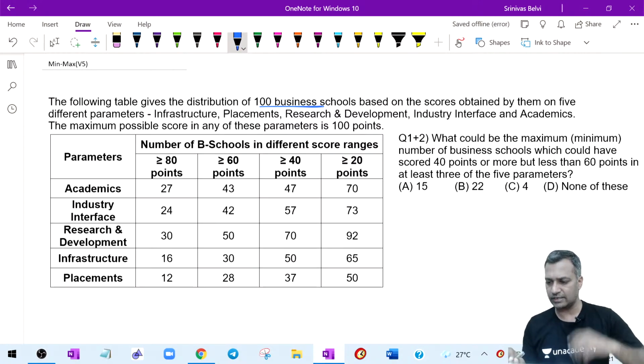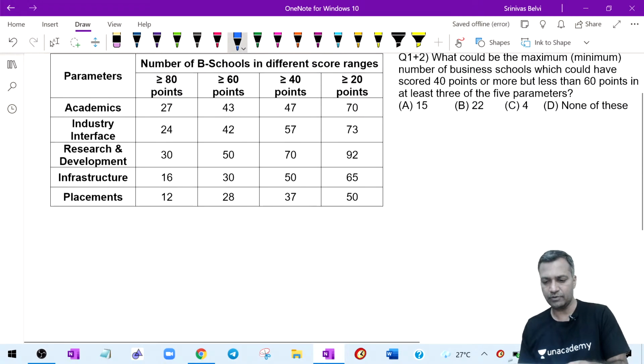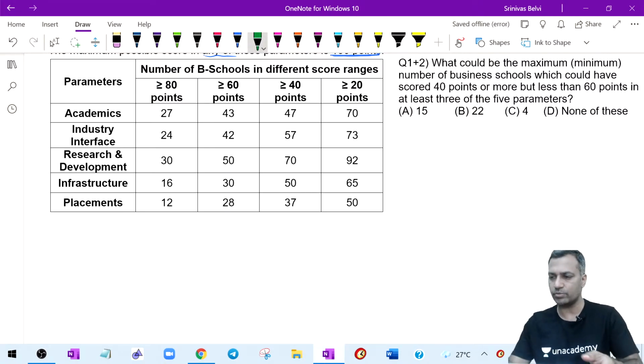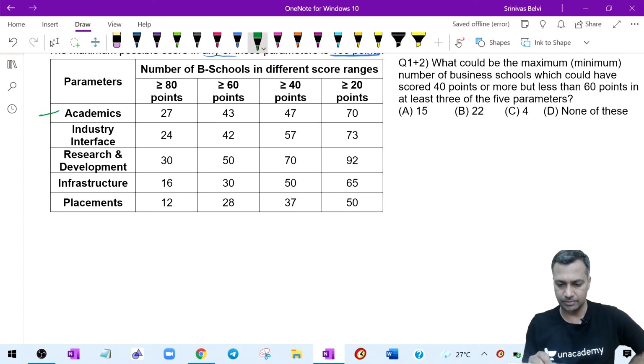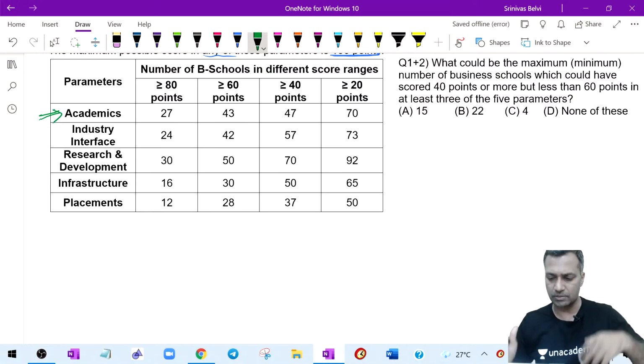100 business schools are there. I'm just removing the first few lines because it does not matter. 100 B schools, 100 points. On each parameter, the maximum possible score on any of these parameters is 100 points. Let me quickly explain this for academics. Listen to me very carefully, because you need to understand that, only then will the data make some sense. Let me simply explain this for academics. What does it mean by academics?